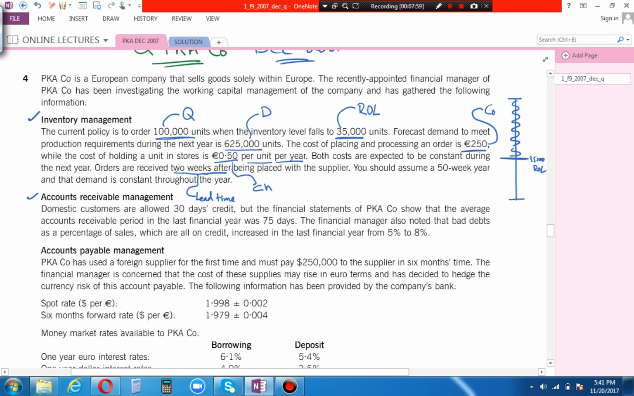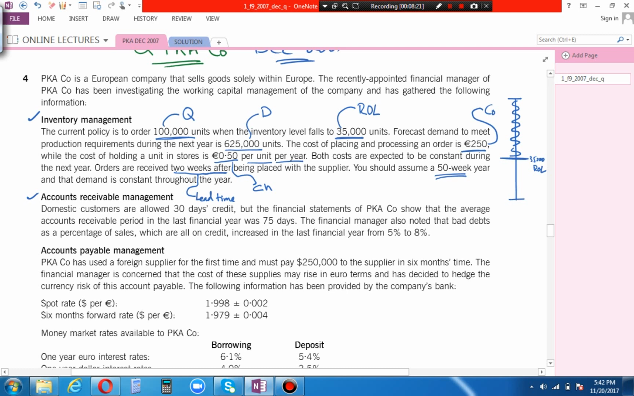You should assume a 50-week year, and the demand is constant throughout the year. Well, this is the assumption of economic order quantity. So basically, it's giving you the hint that you'll be using economic order quantity somewhere in the question.